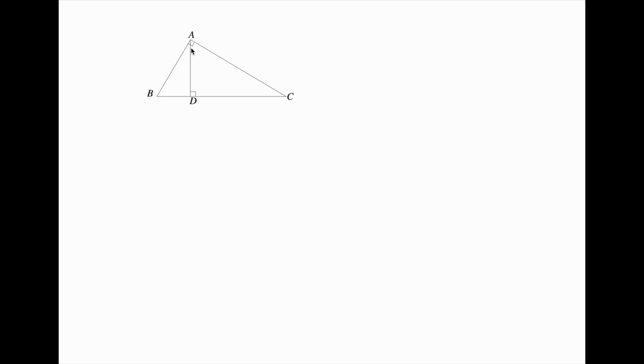Notice that the altitude divides the triangle into three similar triangles. If we said that this was angle X, angle Y would be the complement to angle X. Angle X plus angle Y would equal 90 degrees. If this is angle X and this is 90, then this has to be angle Y up here. If this is 90 and this is angle Y, then this angle up here has to be angle X.